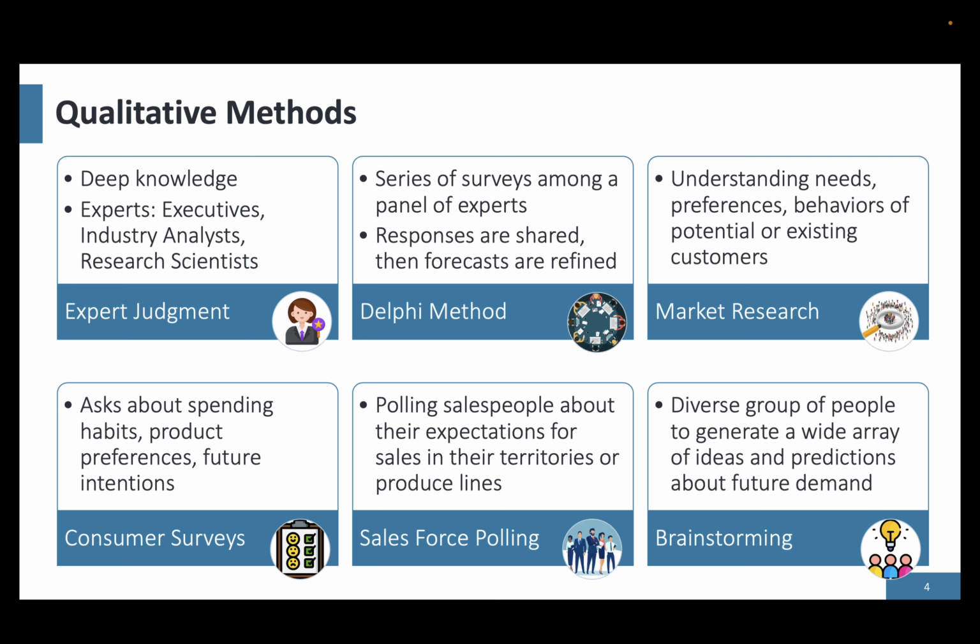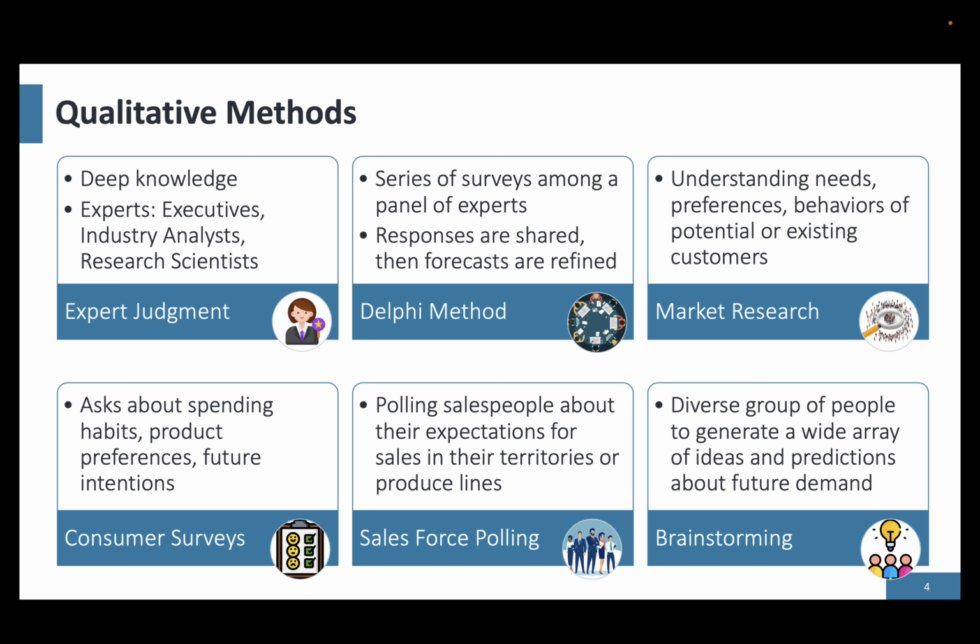A couple of qualitative methods include expert judgment. So this is where you are asking for forecasts from people who have deep knowledge in the field. They could be company executives, they could be industry analysts, or research scientists. These insights can help provide a forecast when we don't have data.